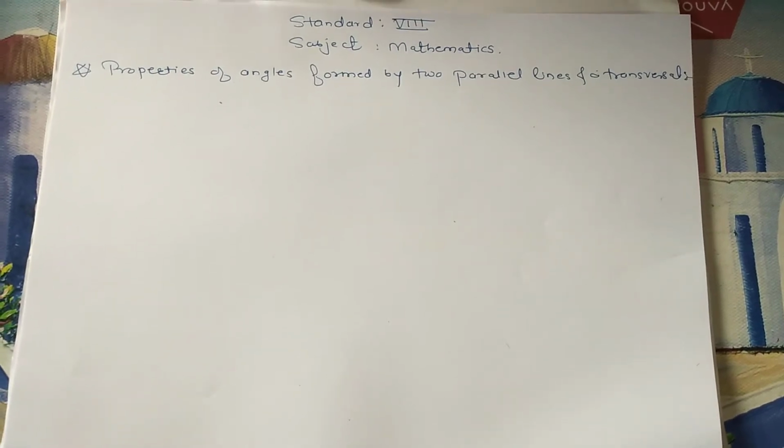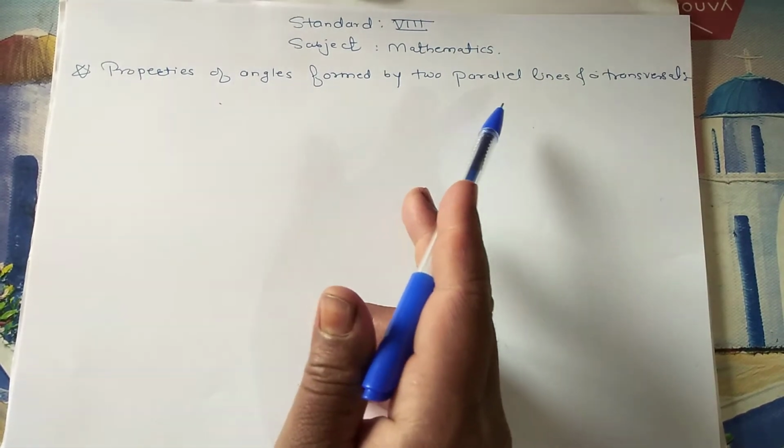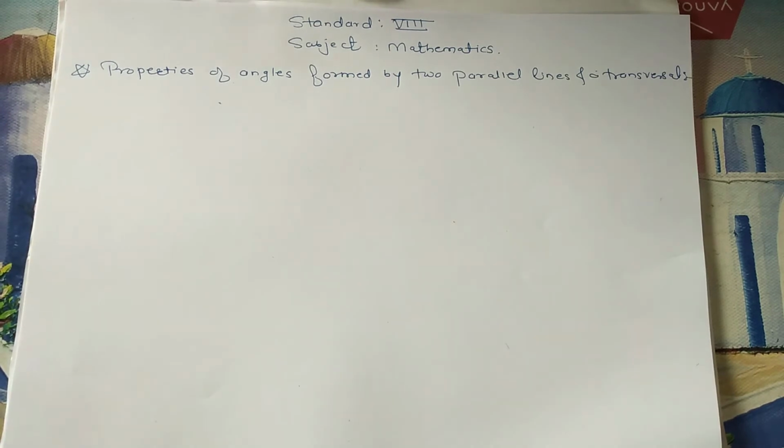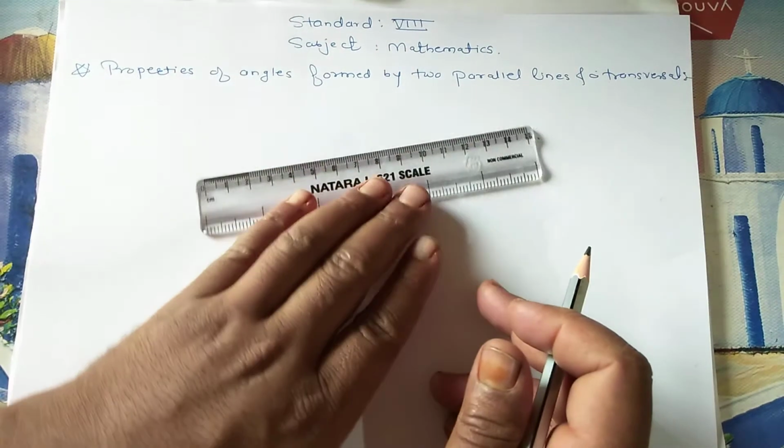Today we are going to study properties of angles formed by two parallel lines and a transversal. We already studied the corresponding angles, alternate angles, and interior angles. In interior angles, two subtypes are there: interior alternate angles, exterior alternate angles, and the interior angles. Now in this lecture we are going to study the properties of angles formed by two parallel lines and transversals. So for that, first I draw the two parallel lines.